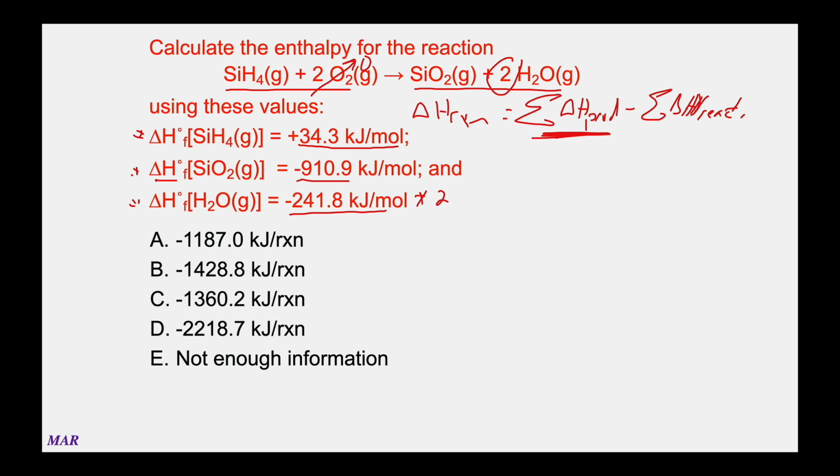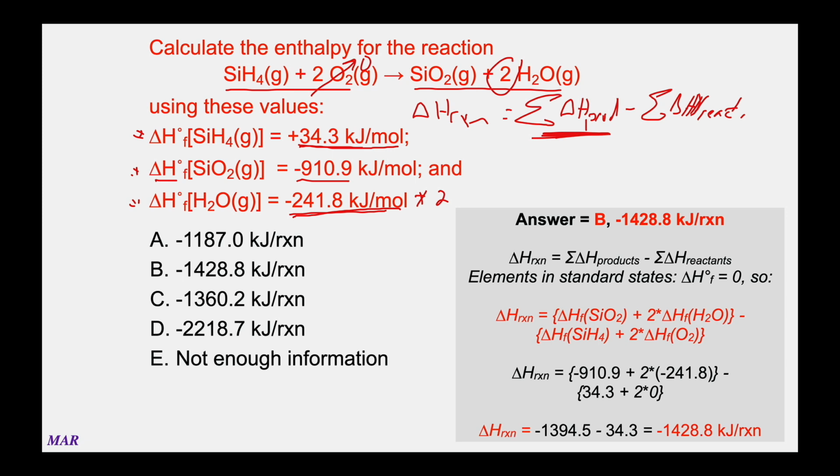So to figure this out, you take products minus reactants. You take the SiO2, negative 910.9, plus 2 times negative 241.8, and those terms would be the delta H products. Then you subtract the only delta H of reactants that's needed, so minus 34.3. If you put that in your calculator, it comes out to be negative 1,428.8 kilojoules per mole. And again, you can see here the delta H of products minus the delta H of reactants. The O2 was 0, so we don't have to worry about that.